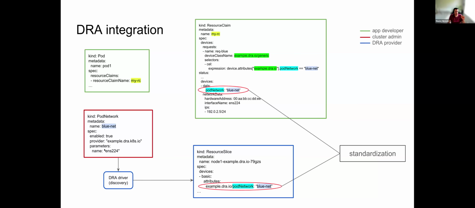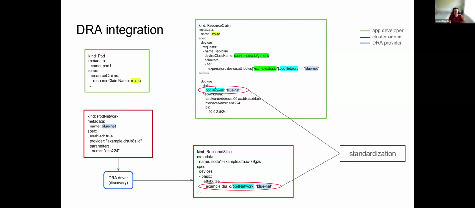And here I define that I want my pod network, all the interfaces with the name ENS224 of an interface on the node, to be described and belong to the pod network BlueNet, right? This is being taken and understood by the DRA driver in the discovery phase, and that's being listed out as an attribute here.